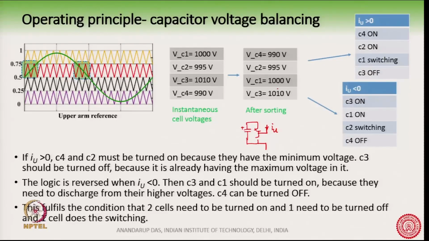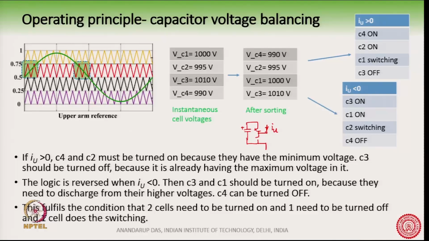So, now the question is, this is what I have written: IU greater than 0, C4 and C must be turned on, because they have the minimum voltage, and C3 should be turned off because it already has the maximum voltage. Now, in case IU is less than 0.